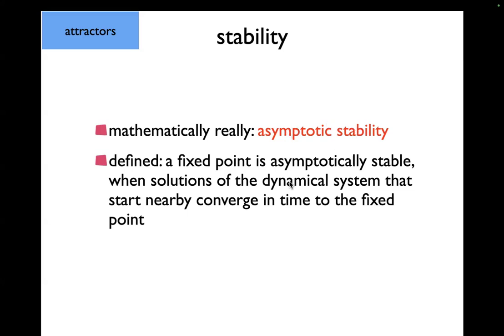So asymptotic stability means there is an environment. It's actually more precisely that there is an environment, which can be a small interval around the fixed point, such that any value within that set, when you start from that value, you converge in time to the fixed point. So it attracts, right? That's where the word attractor comes from.